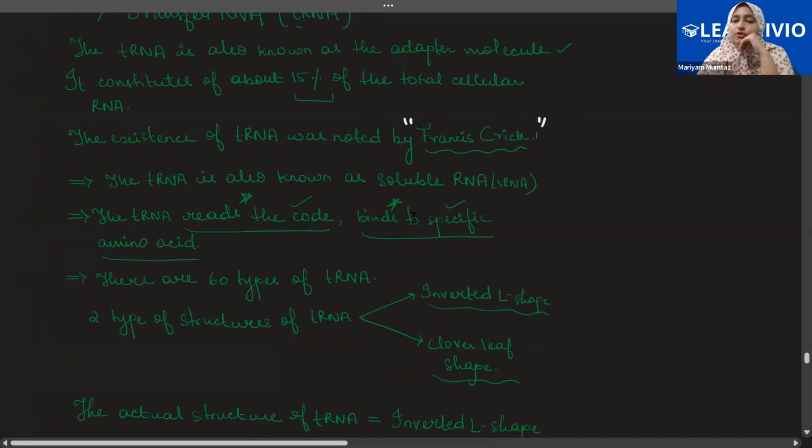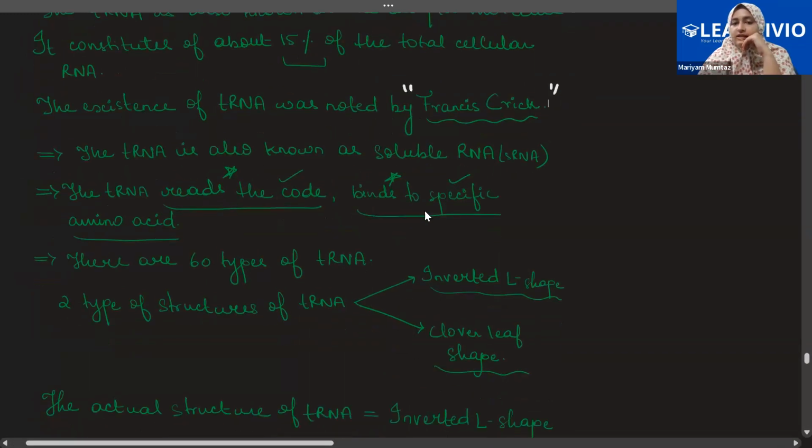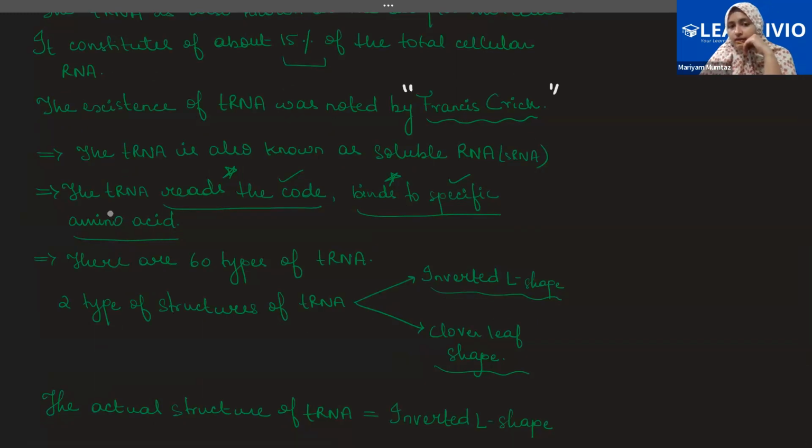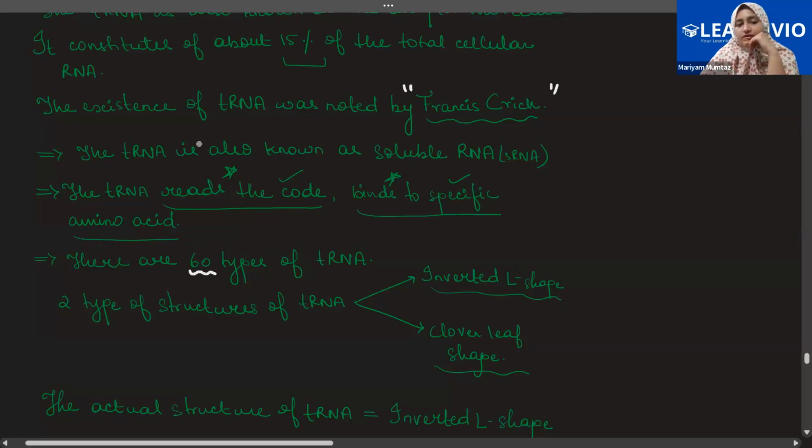Now, it is also known as soluble RNA, that is sRNA. Now, what is the function? The tRNA reads the code, it binds to the specific amino acids. And there are at least 60 different types of tRNA. We don't have to study all those types.